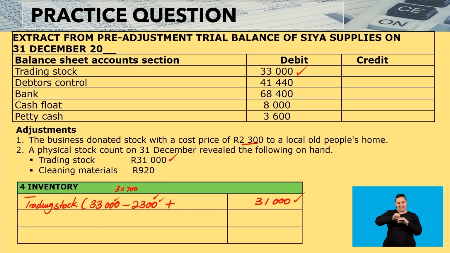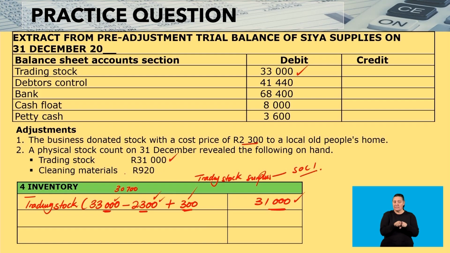That simply means we now have a trading stock surplus. So I'll say plus 300, such that 33,000 minus 2,300 plus 300 will give me the 31,000. So this 300 therefore becomes what we call trading stock surplus, and my trading stock surplus will be recorded in the statement of comprehensive income.